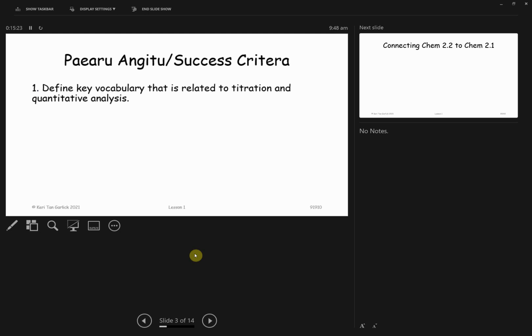I put it on pink paper, and what we're just doing for today is defining those key words for our titration topic. You'll see there's a little meme that I put on there. This meme is a very accurate description of how you're going to be feeling when you are doing titration, because it does get quite frustrating at times.